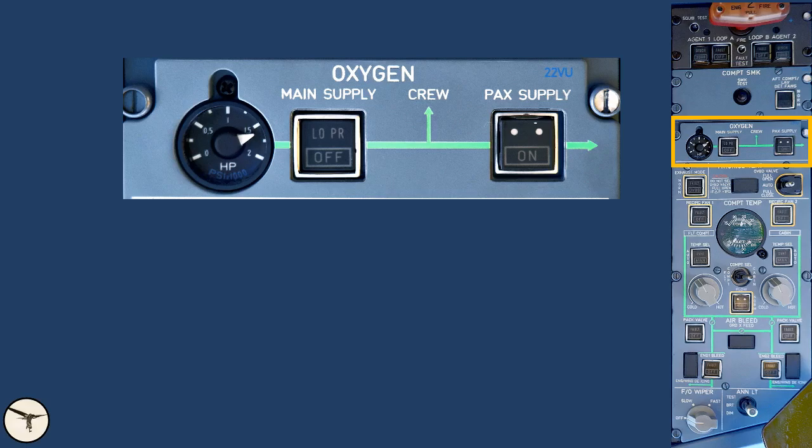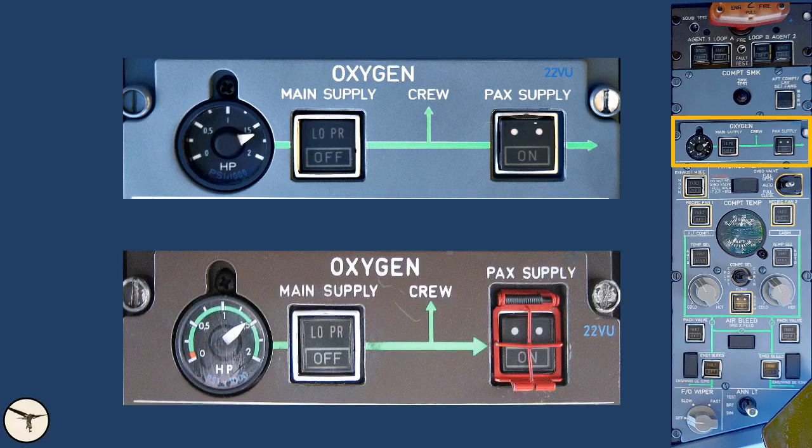The ATR doesn't need automatic masks for the passengers because the aircraft is limited to 25,000 feet and can descend to 13,000 feet in less than 4 minutes in case of a depressurization. But you will need automatic masks when flying over high mountains. In this case, the pack supply push button is guarded.